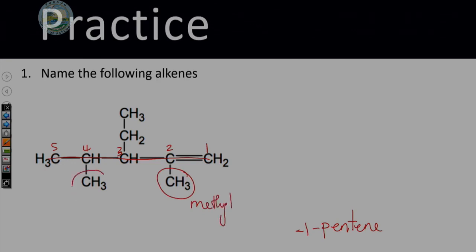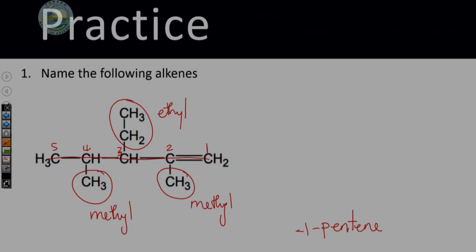Then we have our next branch here. That is also a methyl branch. Wow, nice. Moving ahead nicely. And there's another branch here. And this branch has how many carbons? 2 carbons. If it has 2 carbons, we call it ethyl.